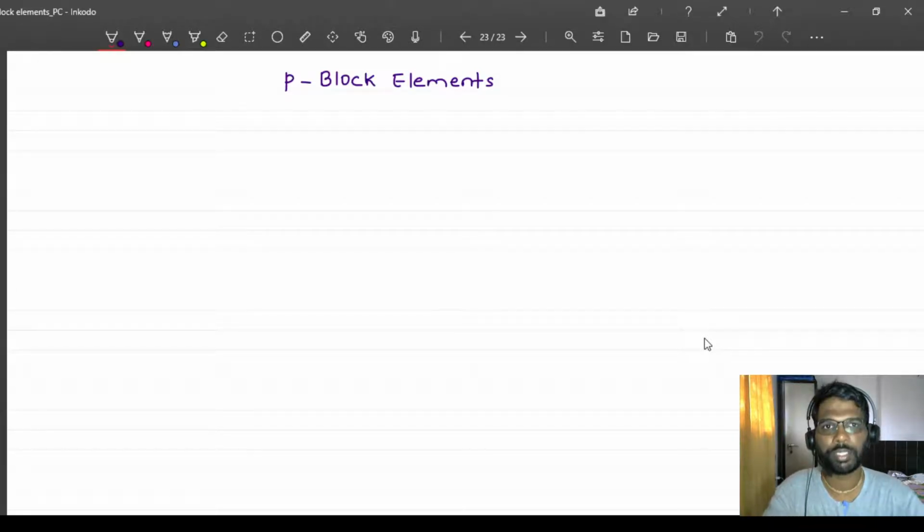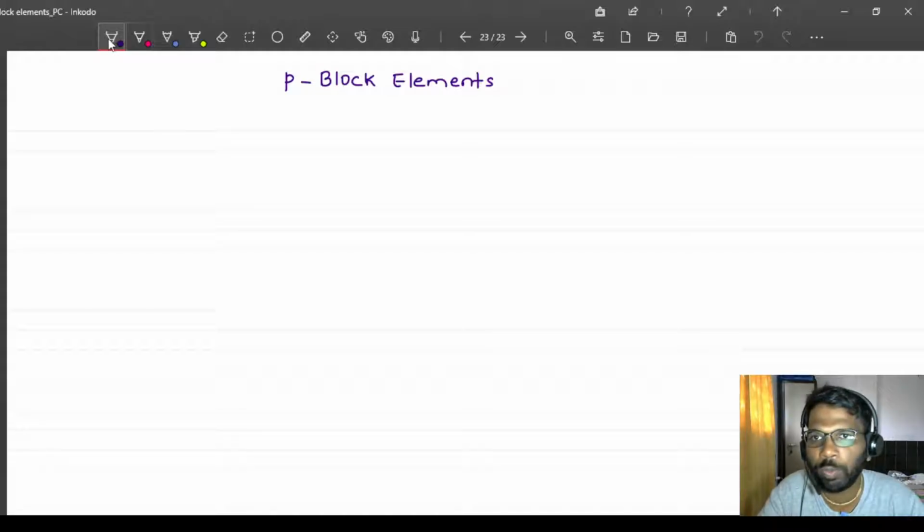Hello students, this is lecture 3 of P-block elements. Here we are going to learn different compounds of the P-block elements. Which group are we doing? We are doing group 15, right?